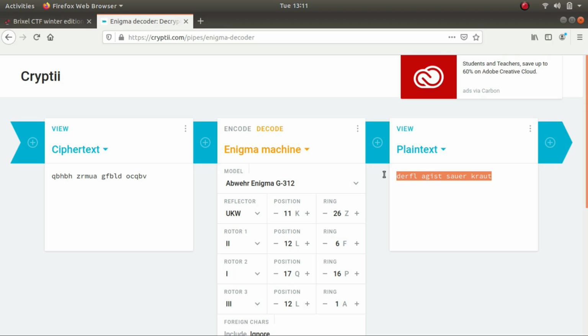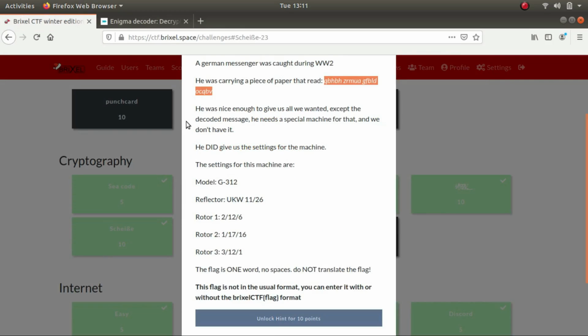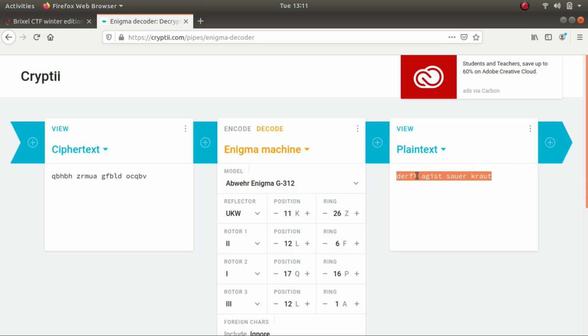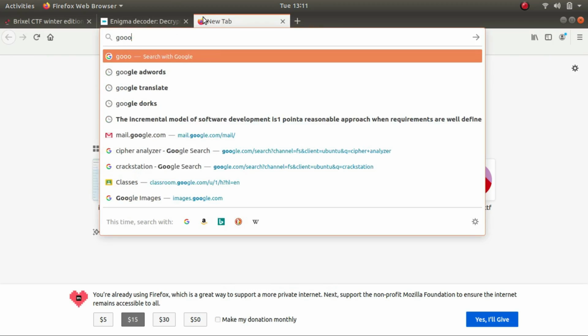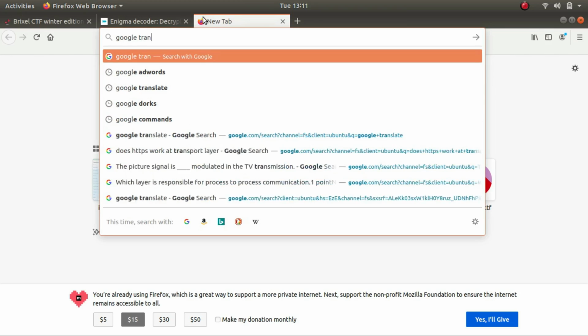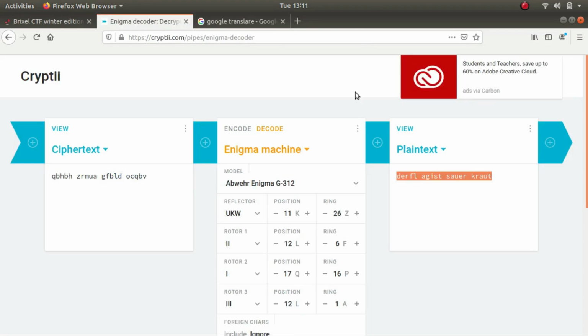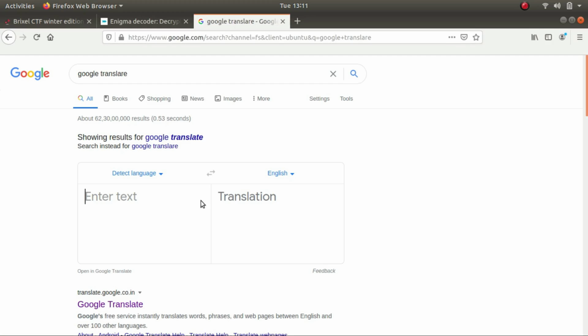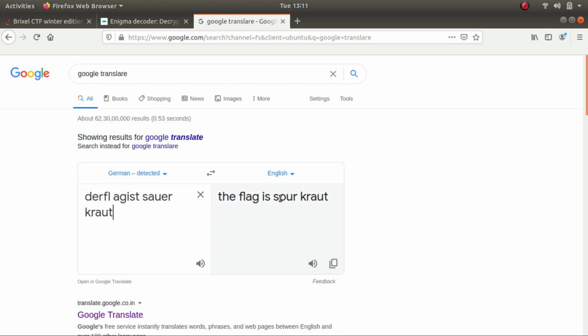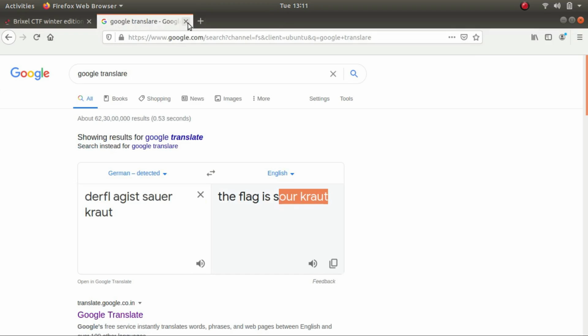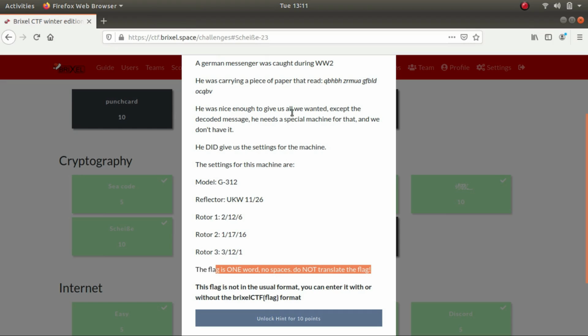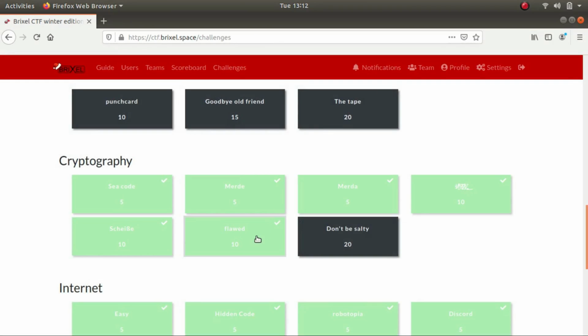Looking at the plain text, it didn't ring bells because generally we have plain text in normal English. But then I went back to the challenge and it said that the flag is one word, no spaces. Do not translate the flag. So maybe I thought this could be in some other language. So I went to Google Translate and translated the message. Okay, it says that the flag is this. So the flag was encrypted in German. Now that we are done with this challenge, let's move to the next one.